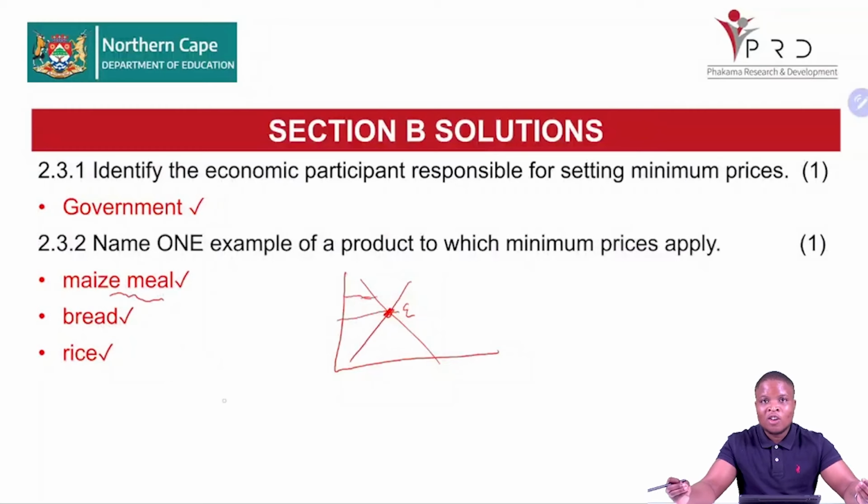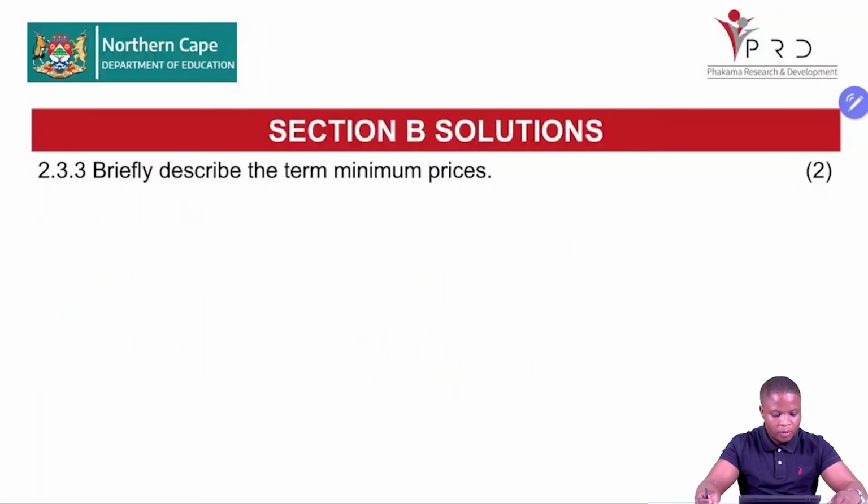So you see the cost of production is not the same. The one with less cost of production is going to charge a lower price than the other one with higher cost of production. Then the government comes in and supports those businesses.